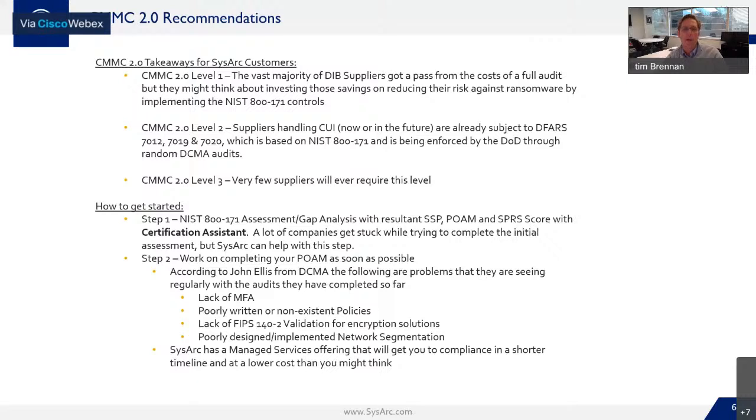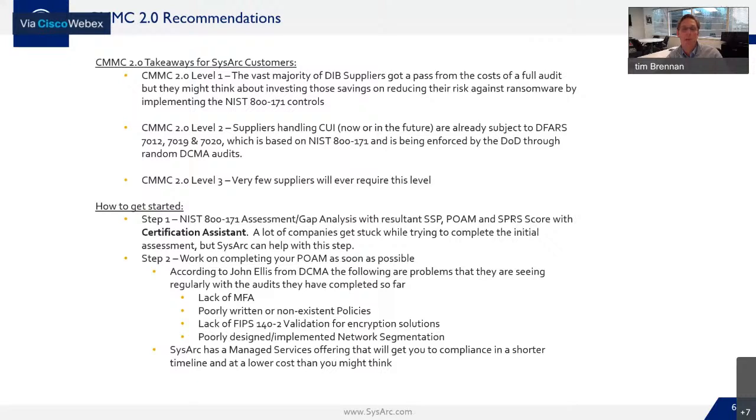And then another area of concern for DCMA is the lack of FIPS validation for encryption solutions. So, encrypting data at rest and in movement, et cetera. There are a lot of solutions out there, but they need to have that FIPS 140-2 validation. So that's been an area of concern.